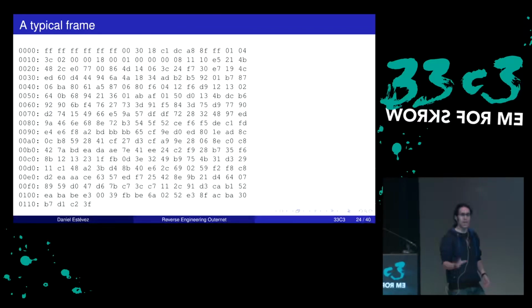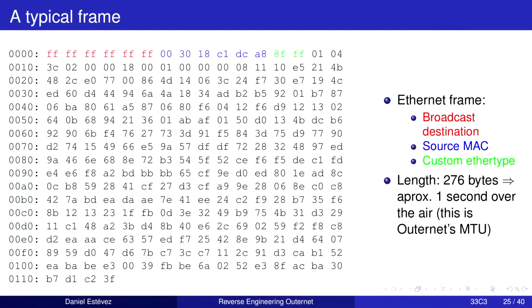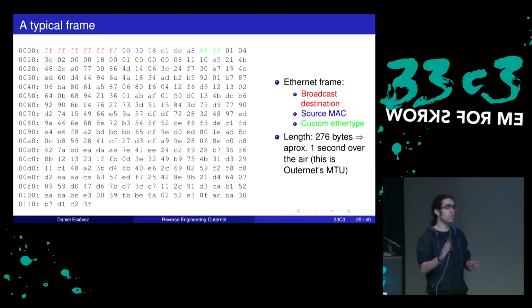And this is a typical frame. Can anyone see any structure in here, please? No? Okay, this FFFFF thing at the very beginning really caught my attention. This looks like a broadcast Ethernet address. It makes very much sense, this is a broadcast network. So in fact, this is an Ethernet frame. You have the broadcast destination, the source MAC of whatever PC is running on Outernet's ground station, and the ethertype is custom. All the frames, or the largest frames, which are most of the frames, are 276 bytes. And I think that's chosen because it takes approximately 1 second to transmit such a frame over the air with the modulation in use by Outernet. So that's really handy. If you're setting up your antenna, within 1 second you know if you're getting frames or not.